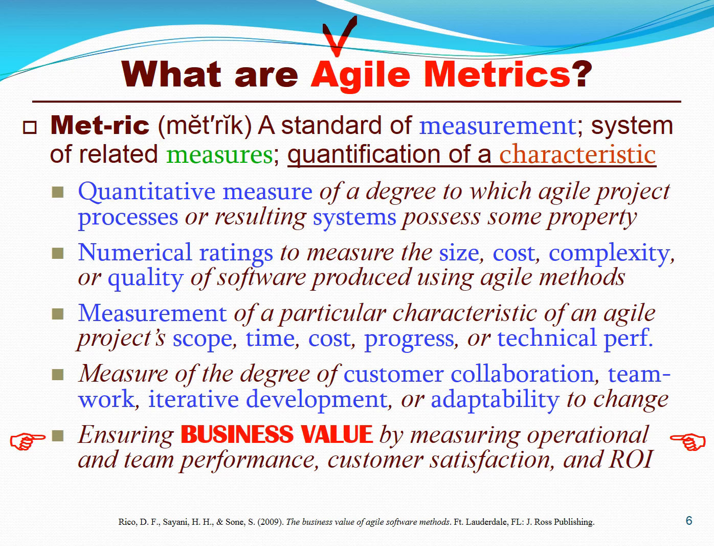So what exactly is an agile metric? Well, it's a standard of measurement, it's a system of measures, or it's the quantification of a characteristic of an agile project, process, or resulting system, of the size, cost, complexity, or quality of the software, the project itself, right?